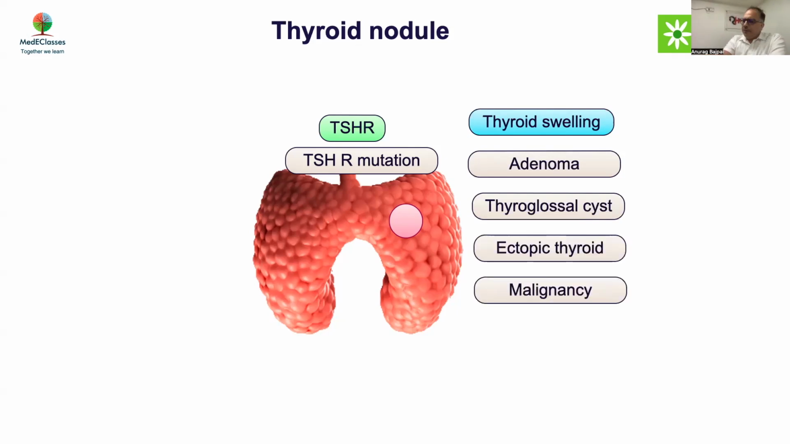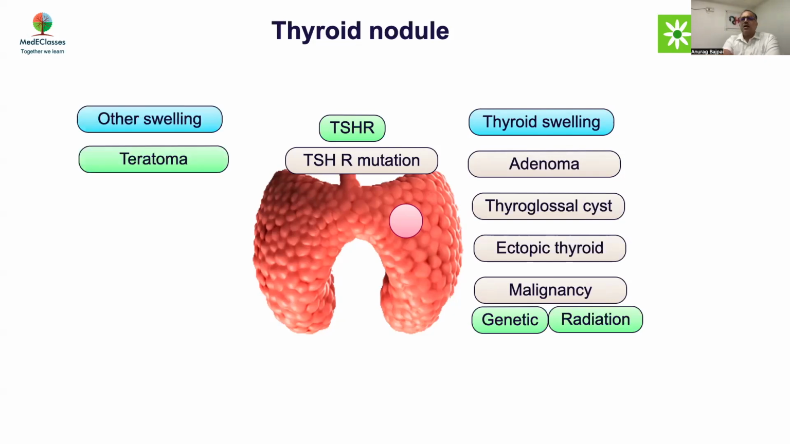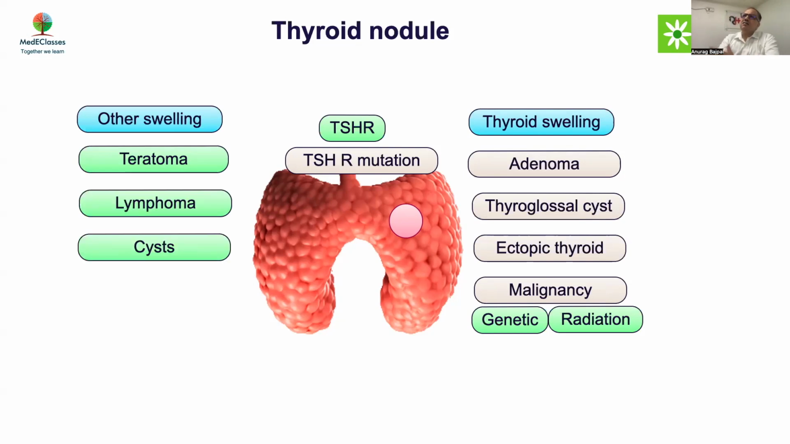There could be an ectopic thyroid, and also there could be a malignancy which has got genetic causes, obviously, in that regard. Other swellings can also cause thyroid enlargements, like teratoma, lymphoma, and I've even seen tuberculosis presenting just like a central neck swelling, which was found to have tuberculomas in that perspective.